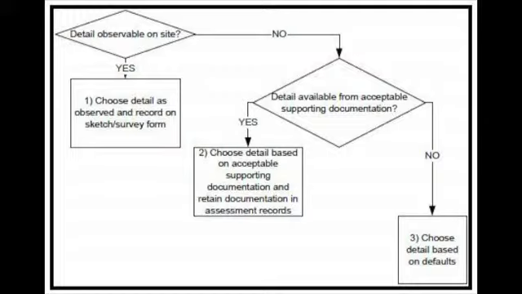Where the data item is not observable, it should be detailed using documentary evidence. Documentary evidence must be retained with the assessment records. Where the data item is not observable on site or via documentary evidence, then a default is used. For more information on survey approach and equipment, view NEEP survey guide and technical bulletins available on SEAI's website.